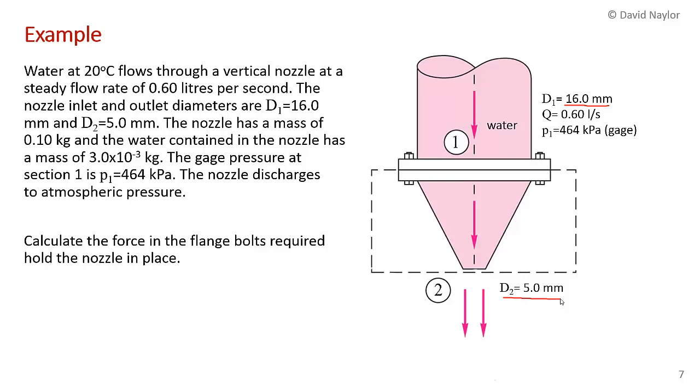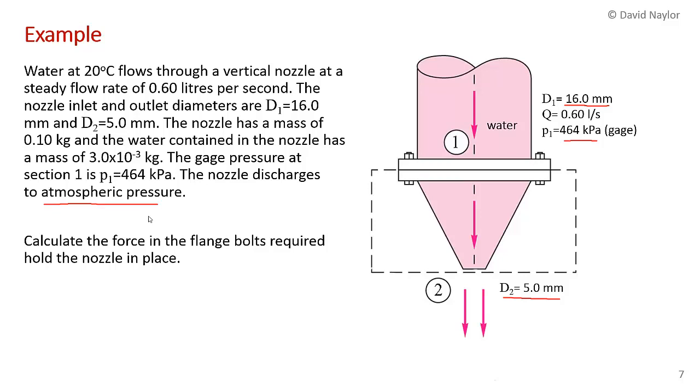The gauge pressure at section 1 is 464 kilopascals, so gauge pressure, and the nozzle discharges to atmosphere. And we want to use these facts to calculate the force in the bolts that attach the flange to the pipe and hold the nozzle in place.